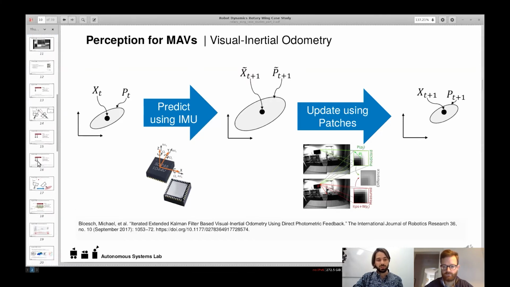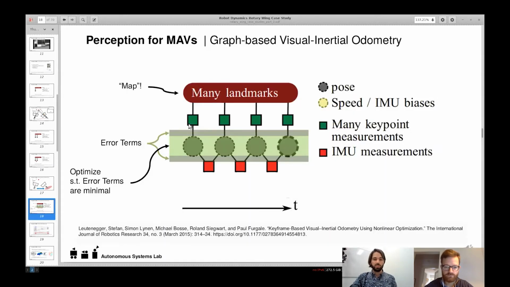In contrast, the optimization or graph-based systems, maybe we'll start with this slide. They build up a time history of all your measurements. Here, the green dots are sort of what we see, and the red ones, what we feel on the IMU. And those measurements connect states in time with landmarks. So we see a specific landmark at a specific position, we believe, and the states themselves are connected by IMU measurements. Now, all this graph magic is just here to give us a way to formalize an optimization problem.